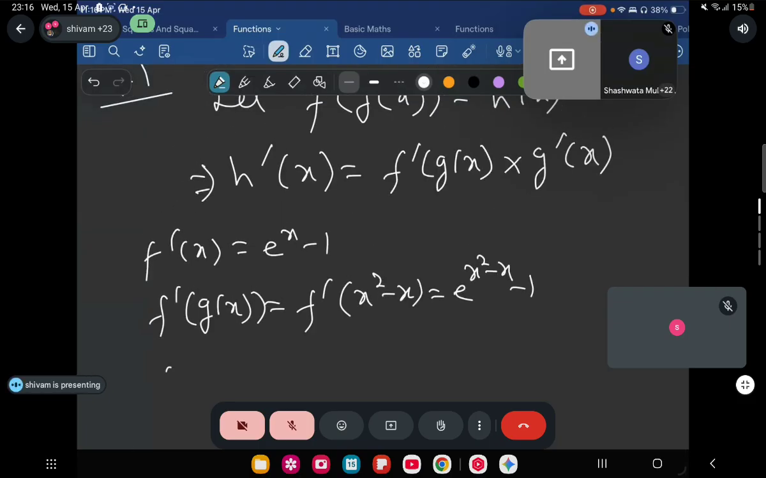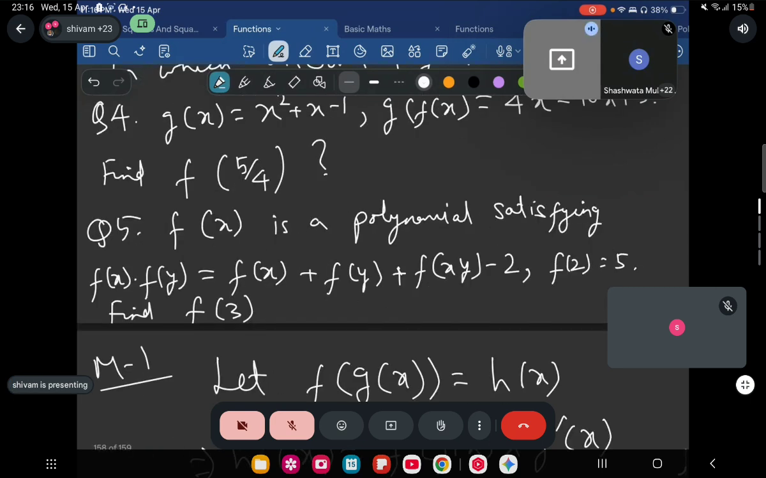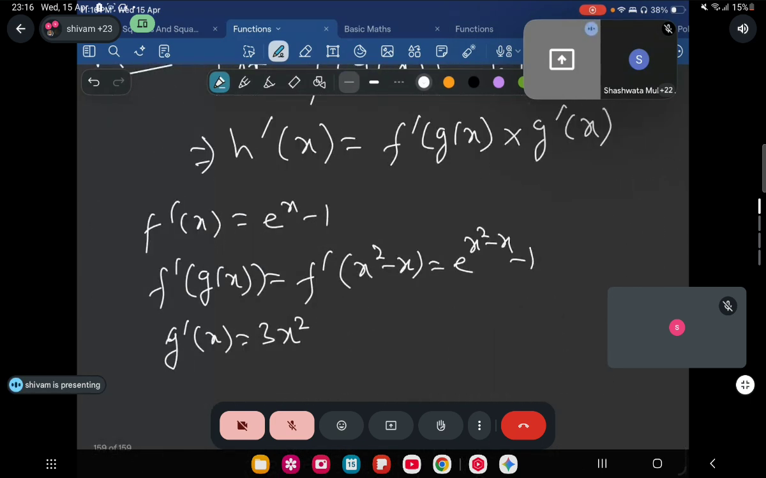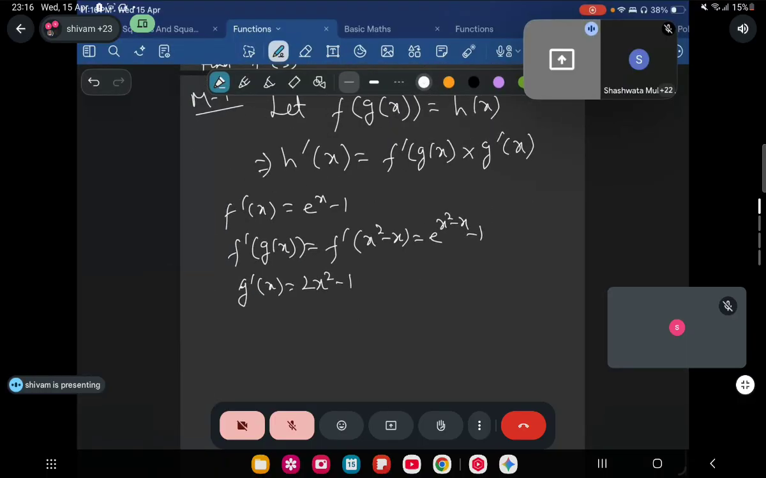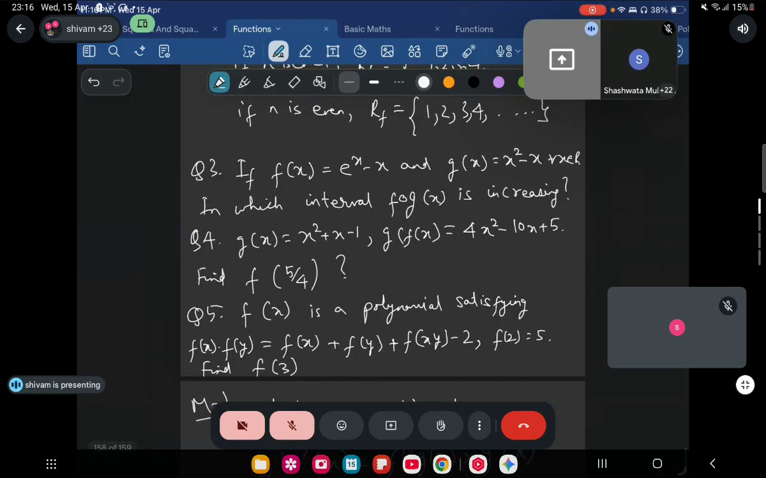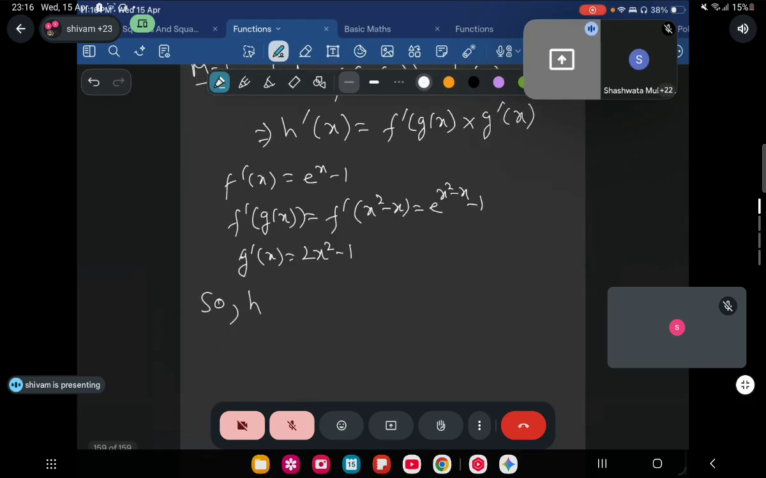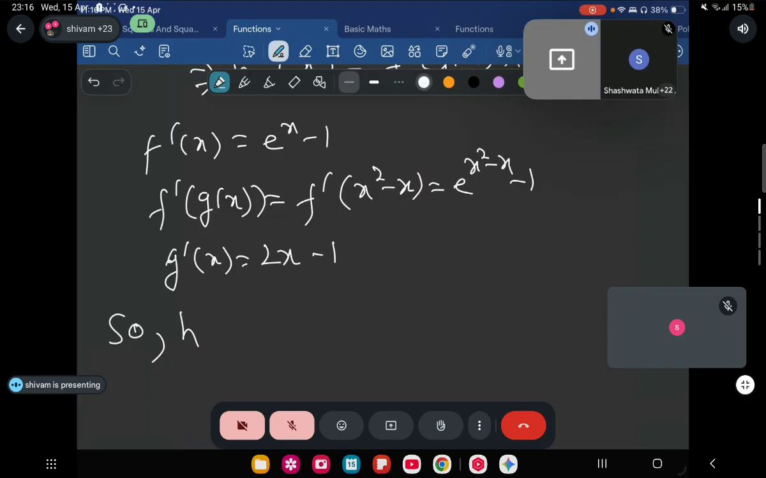And what is g dash x? g dash x will be equal to 2x minus 1. Tell me, are you people getting? Oh, only 2x, yes, you are correct, 2x minus 1. So h dash x will be equal to f dash g of x, that is e to the power x square minus x minus 1, multiplied by 2x minus 1.